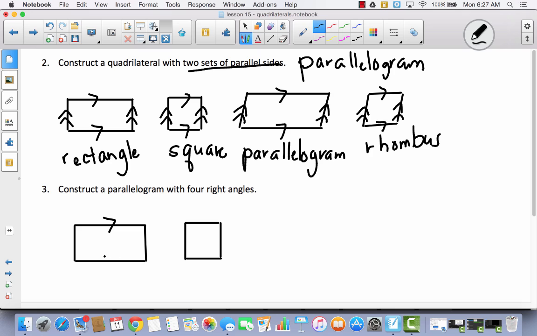All right, so we've got our parallel sides. Here's the parallel sides on the square. And then let's go ahead and identify the 4 right angles. So let's go ahead and put the right angle symbols here to show that we have 4 right angles.